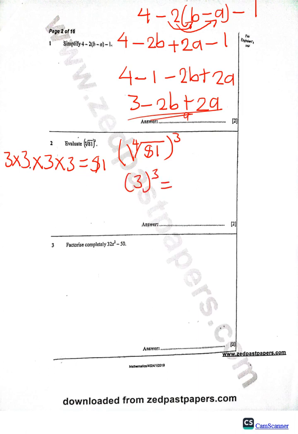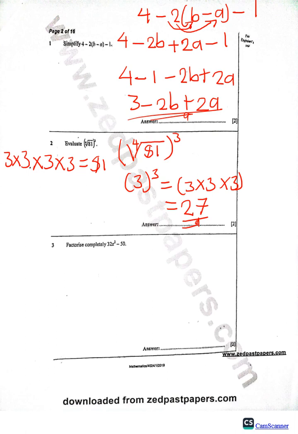Since the question is to evaluate, we need to find the actual numerical value for this problem. So here we are going to expand 3 times 3 times 3. Since we have raised to the power 3, 3 times 3 is 9, times 3 is 27. So this is our final answer.